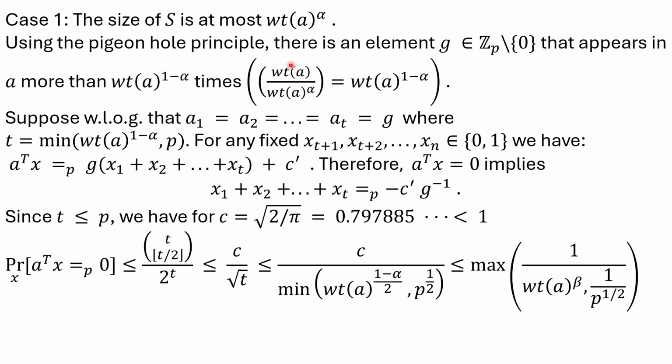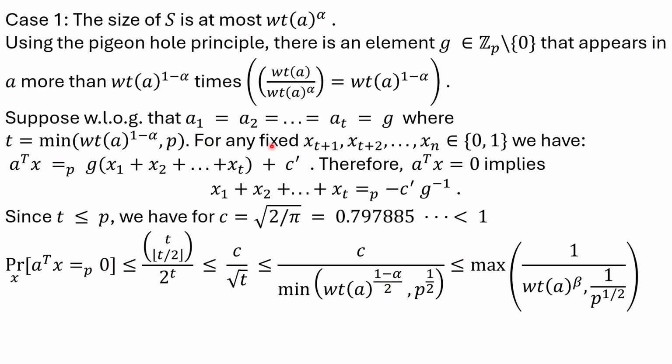We take the weight of A and divide it by the weight of A to the power of alpha, because we know we have at most that many distinct values, and we have this result. Suppose that a1 to aT are equal to g, this element that appears at least the weight of A to the power of 1 minus alpha times. Let T be the minimum of these two numbers right here.